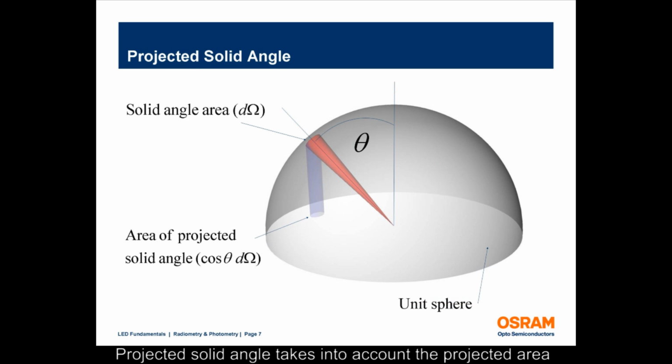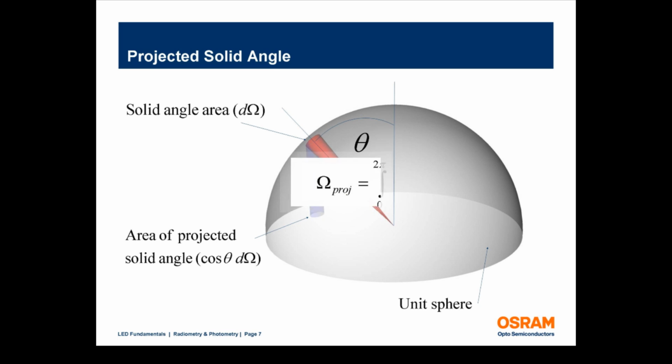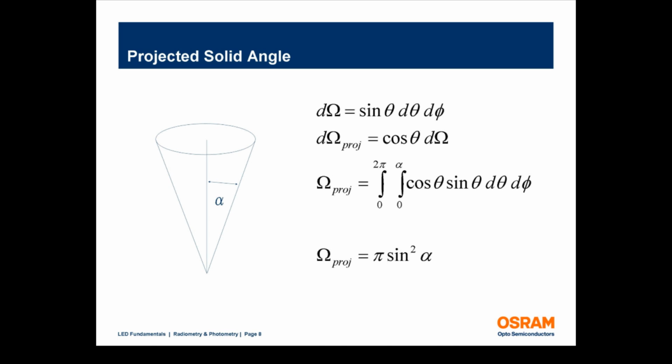Projected solid angle takes into account the projected area when the viewpoint is other than the center of the sphere. The element of solid angle is shown in red. The area of projected solid angle is shown in blue. As an example, the projected solid angle for a cone of half angle alpha is calculated.